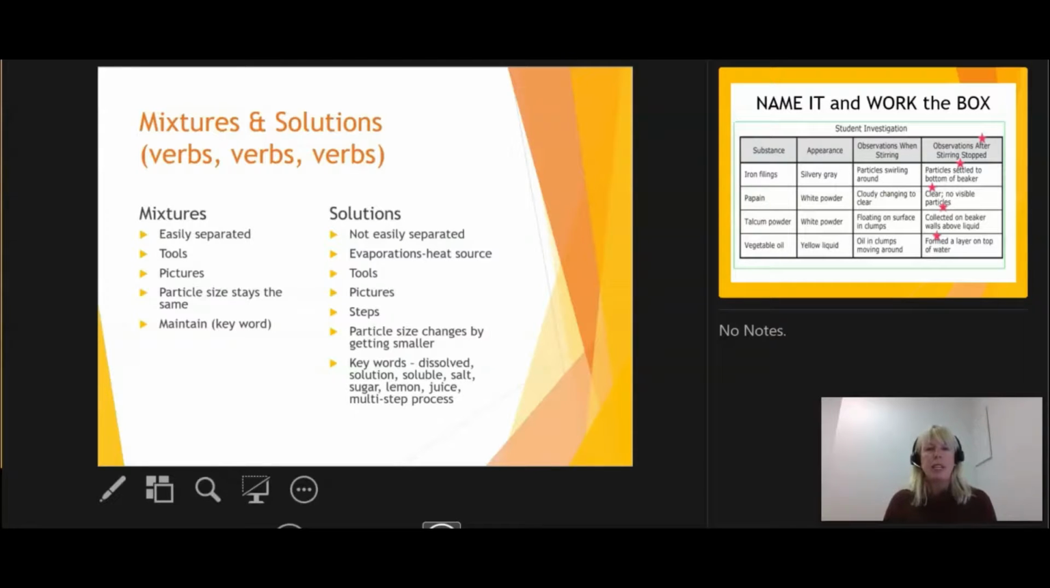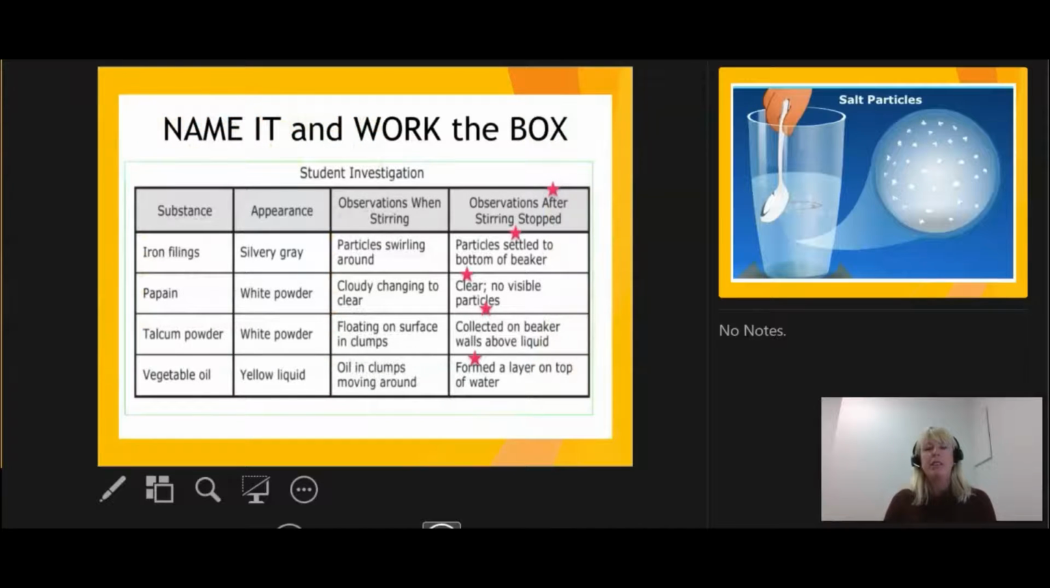We've got to make sure our kids understand the verbs inside the questions. So here's an example of a game I created called Name It and Work the Box. Here's a very difficult chart that's used in a question. How do we get our kids to understand how to identify whether something is a solution when it's in a story chart or a story problem?